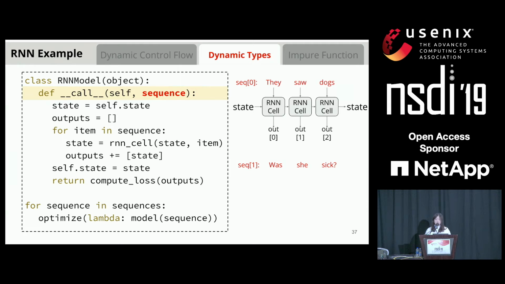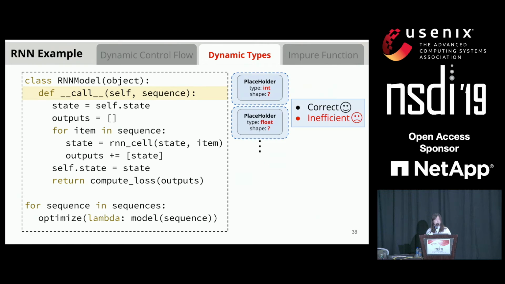A similar problem exists with the dynamic types of the program. This RNN example includes expressions with dynamic types. For example, the input parameter sequence does not have any explicit information about its data type or array dimension specified in the program. It can only be determined by the input data, which will be fed at program runtime. And moreover, it is possible that the input data does not have one certain type or shape. In other words, the input can have dynamic types.